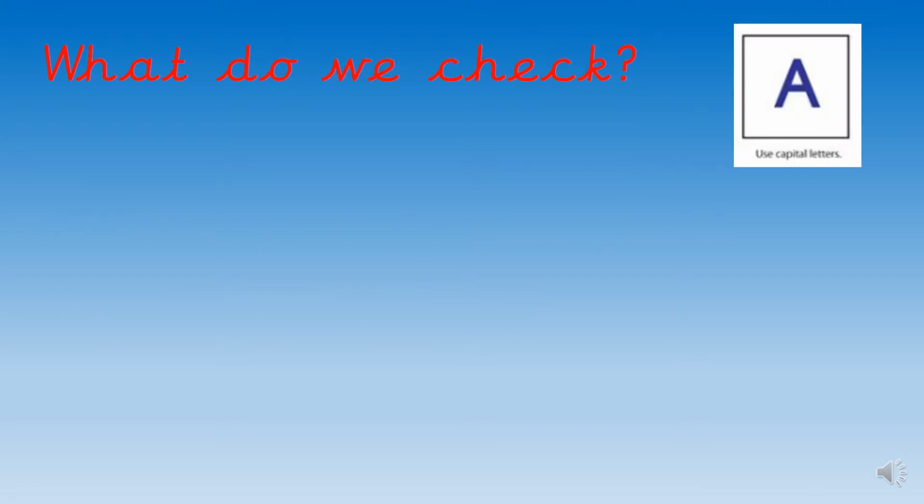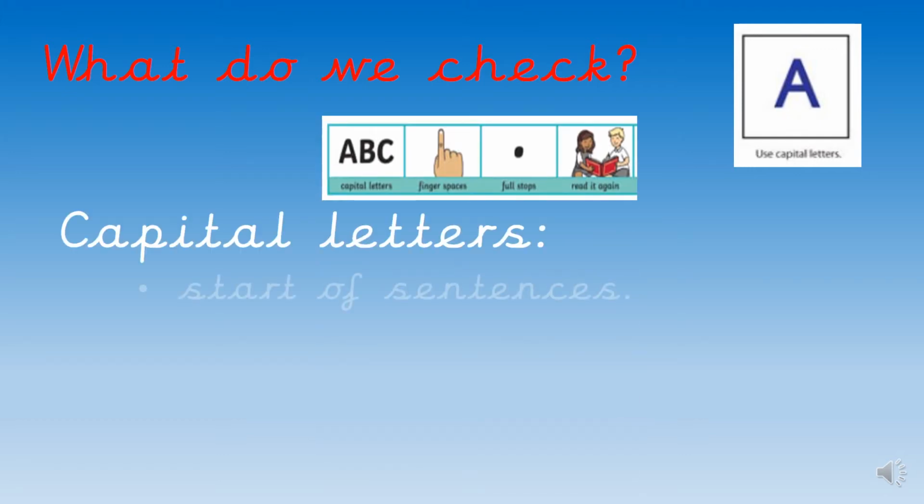So the first one we're going to look for is capital letters. Now, capital letters are really important, and we often find them at the beginning of sentences. So we have lots of new sentences when we're writing, so it's important to make sure that however we start a new sentence, whatever that word is, it must have a capital letter at the beginning of it. And they look different to our lowercase letters. They are a lot taller, and we need to make sure that when we're writing our capital letters, we start from the top.